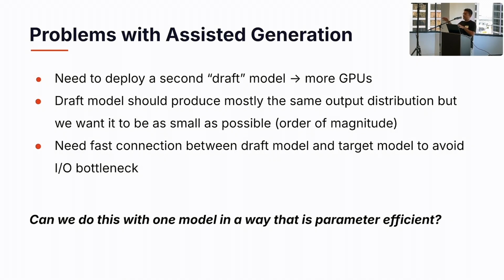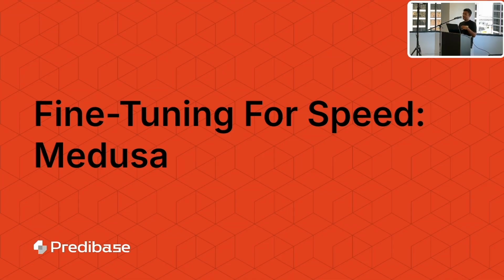So you can pass tokens across, send logits back, and so on and so forth. And this is actually quite slow in practice. So the real question is, can we do better than this? Do we really need a second model? Can we just do it in one model in a way that is parameter efficient? And so that's where the second idea comes in, which is that you can fine-tune for speed.